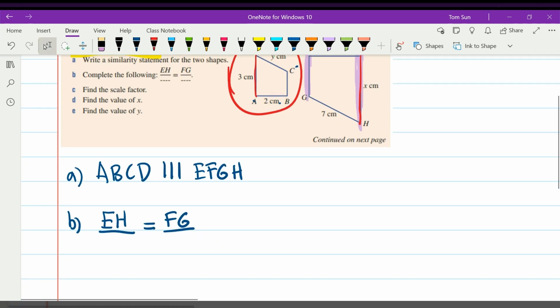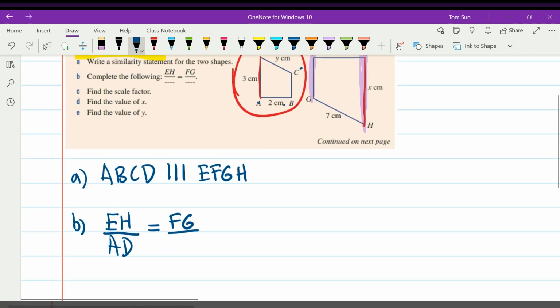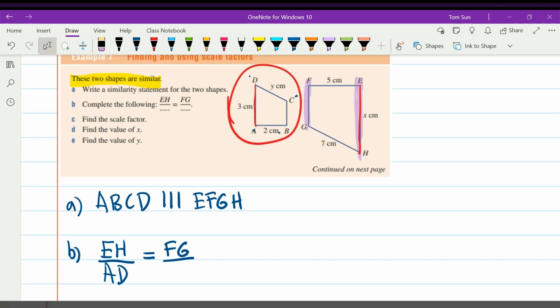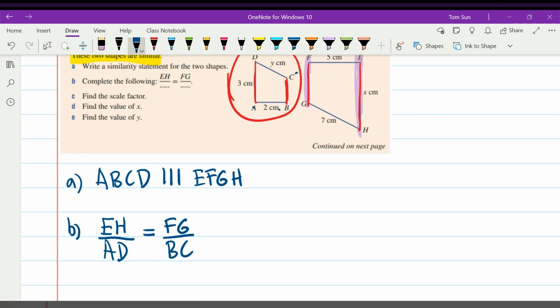So EH over AD, right, AD, EH over AD must equal, once again, looking at this, I have the FG over here, and I'm going, that's the shorter side, and it meets the diagonal, so it's got to be this one, right here. So FG over BC. And there you go.